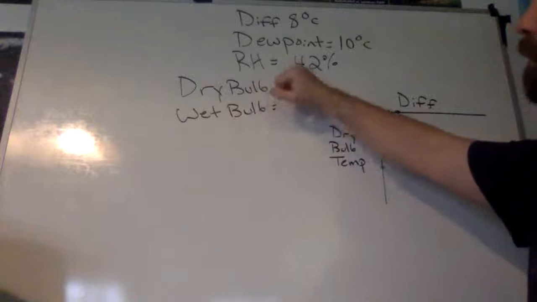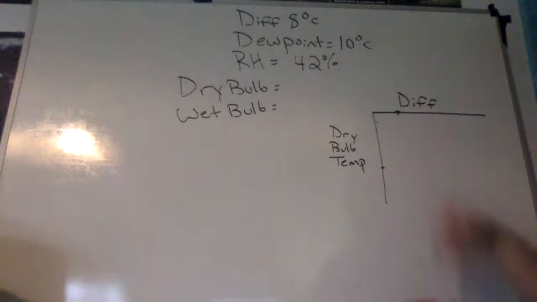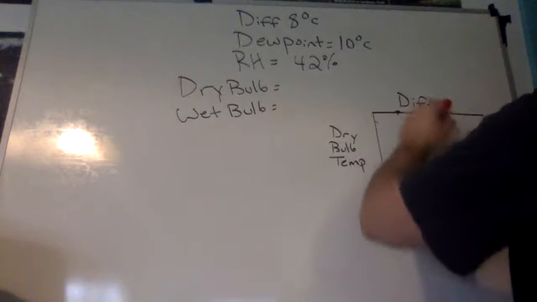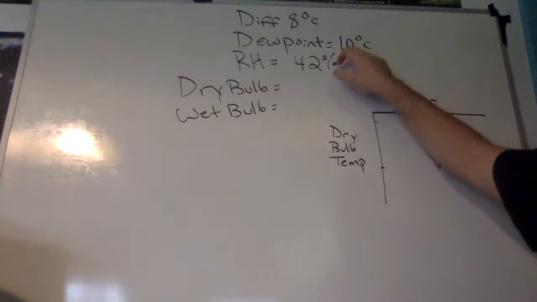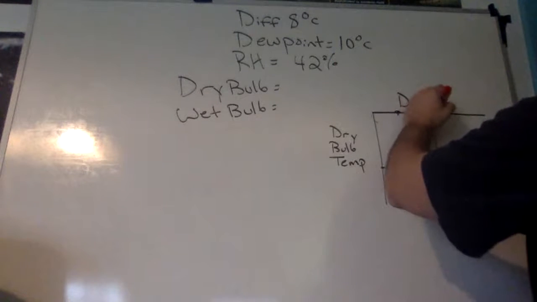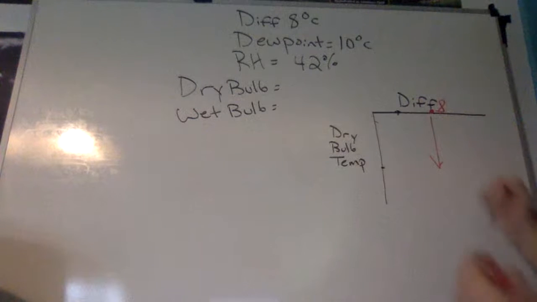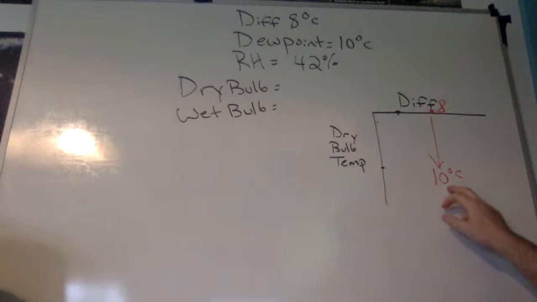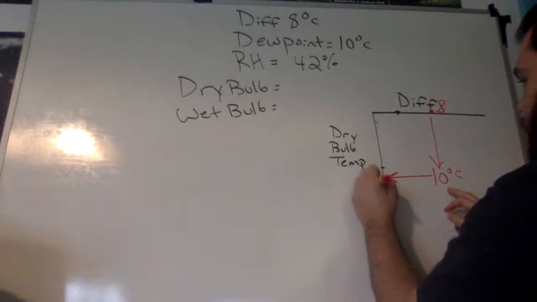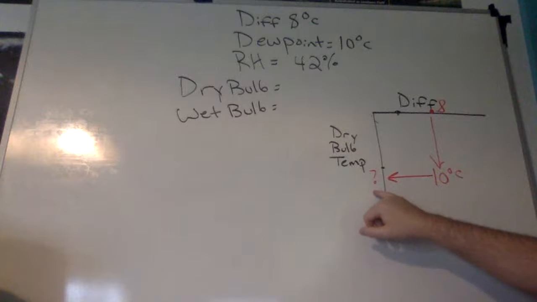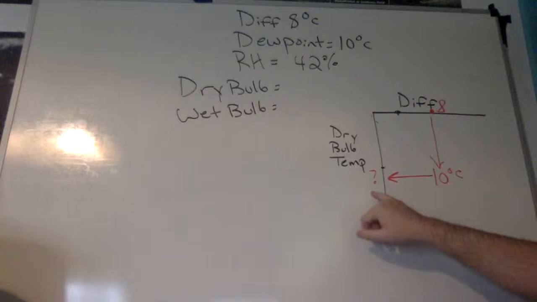Remember, we're looking for dew point, okay? So we're going to find 8. Let's say 8's here. What you're going to do is you're going to follow this all the way down until you hit the dew point that they give you, okay? Remember, we're starting at where the 8 is, our difference, and we're going down until we hit 10 degrees Celsius, okay? When you hit the 10 degrees Celsius symbol, you're going to go across, and that is going to give you what your dry bulb temperature is, okay?